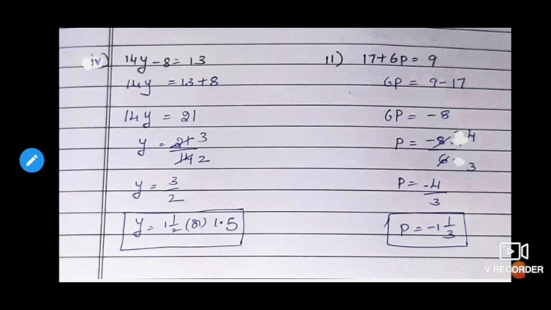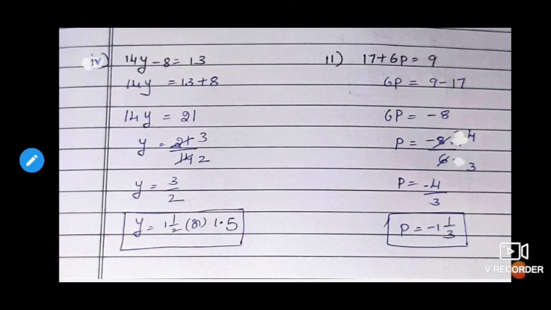Now here multiplication 14, if it will go that side, division 14. So with the 7 table we can cancel. 7 3s are 21, 7 2s are 14. So y value will be 3 by 2. So 3 by 2 we can write in a mixed fraction as 1 1 by 2 or 1.5.